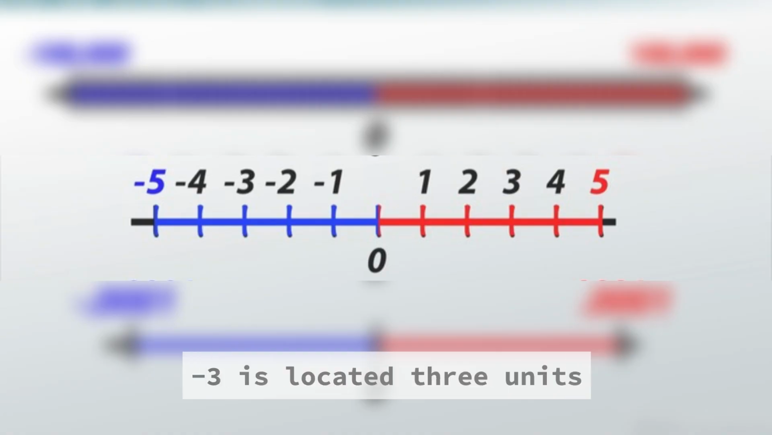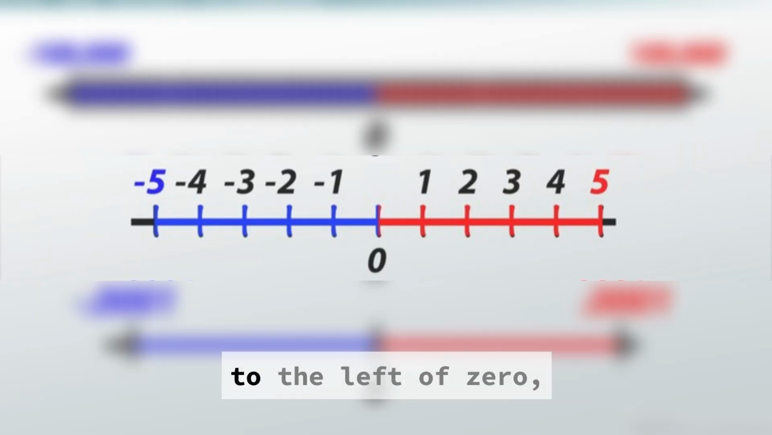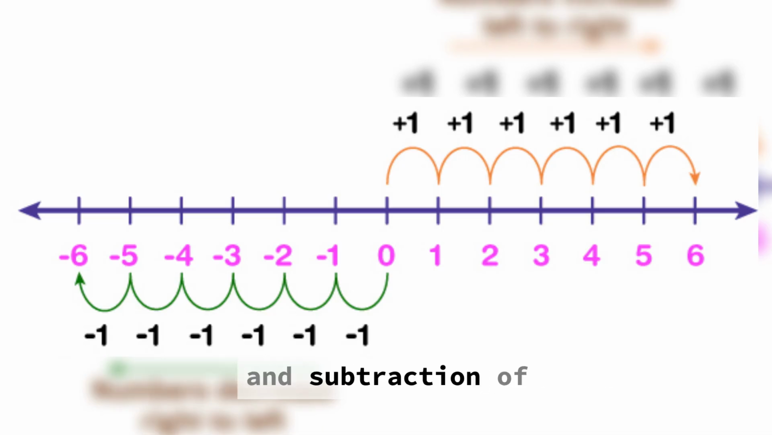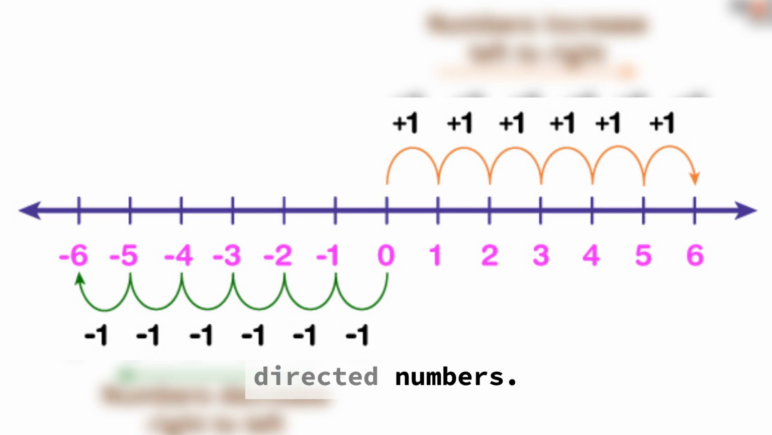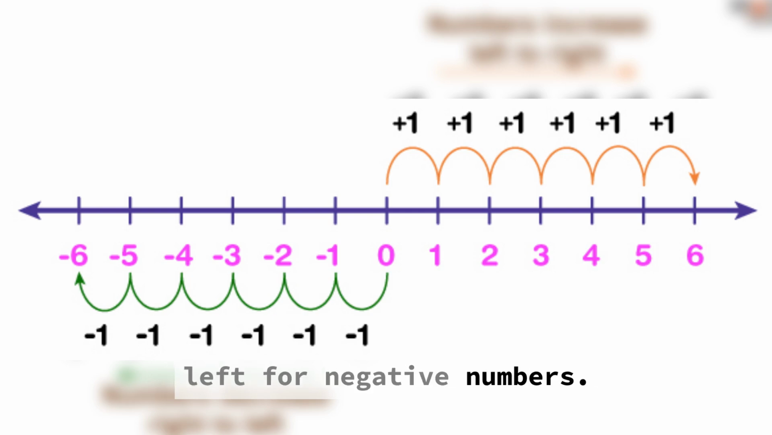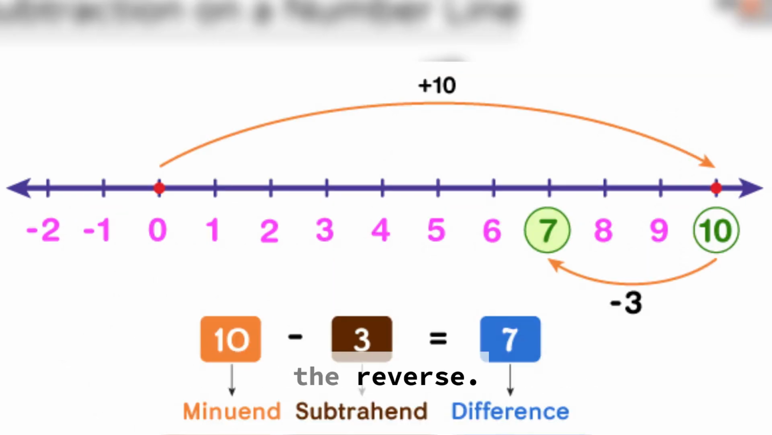For example, -3 is located 3 units to the left of zero, while +5 is found 5 units to the right. The number line is a powerful tool for understanding addition and subtraction of directed numbers. When adding directed numbers, you move to the right for positive numbers and to the left for negative numbers. Subtraction is simply the reverse.